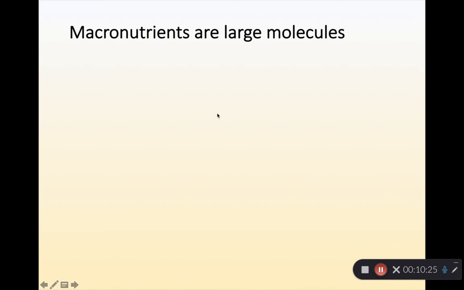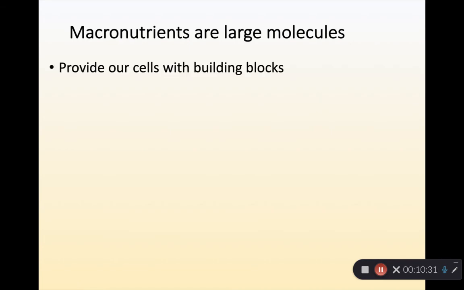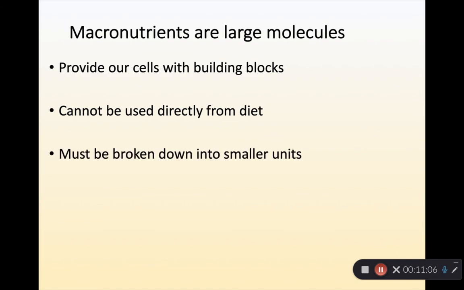So, in conclusion, when we're talking about macronutrients, we're talking about large molecules. And what's important regarding macronutrients is that these are really what is providing our cells with the building blocks that they need to be able to create and derive energy. And another thing that's important to keep in mind is that while we need to get macronutrients from food, they cannot be used directly from our diet. So there has to be a process of essentially packaging and breaking down these macronutrients so that they can be used by our cells.